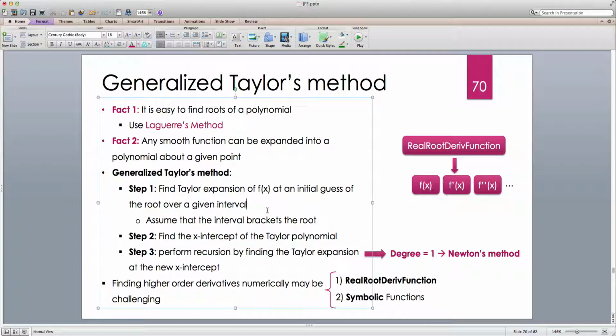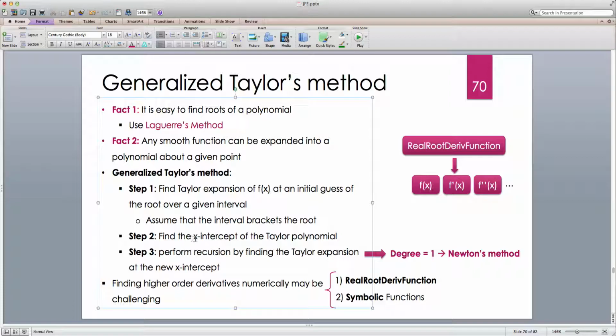Obviously we assume that the initial interval brackets the root, and then after finding the Taylor expansion, which is a polynomial, find the x-intercept of the Taylor polynomial, which is another way of saying find the real roots of this polynomial. And then because we're interested in the roots in the given interval, only keep the real roots of the polynomial that lie in this interval. And then perform a recursion by finding the Taylor expansion and the new x-intercept.